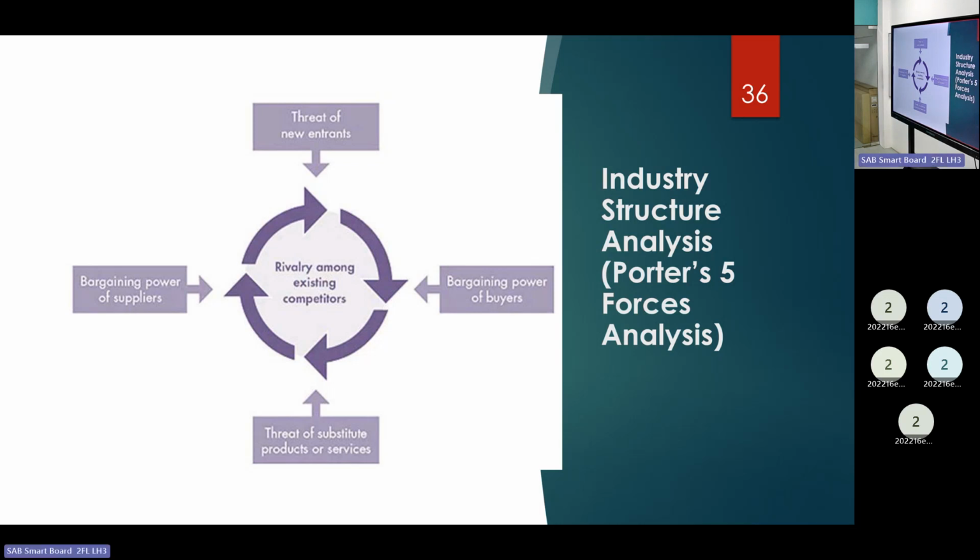So the entry barriers are high. If you take the retail industry, retail entry barriers are low. Retail means grocery, supermarket, everything, right? You need a place, a building only, right? You can have a supermarket. If you have space, if you have parking, right? You can have a supermarket. Any firm can come and operate. The threat of new entrants is high.